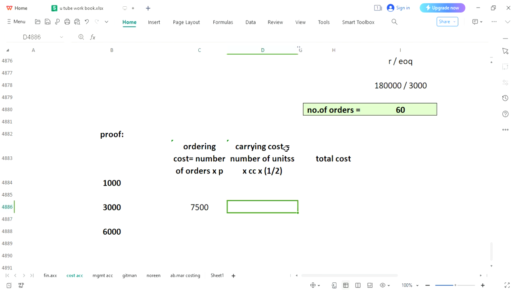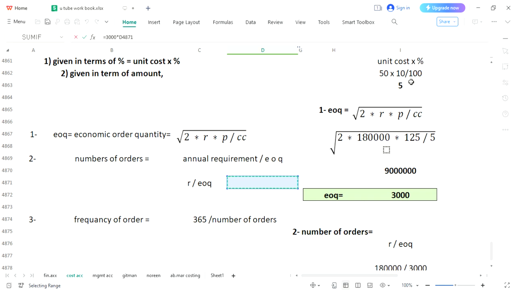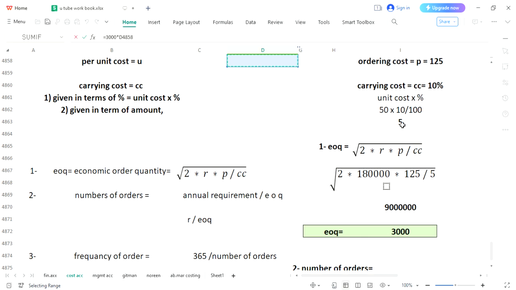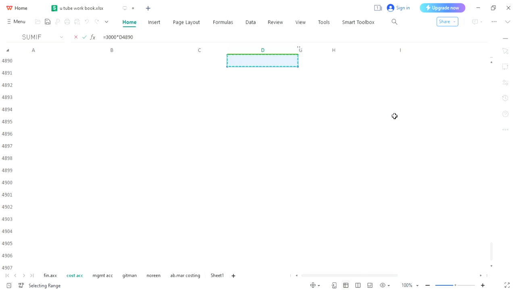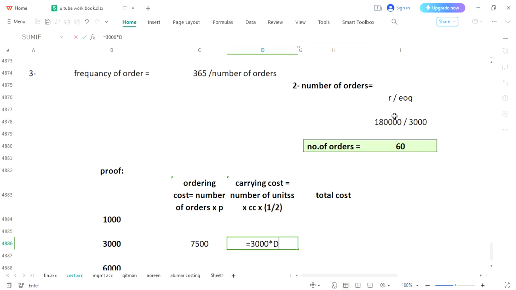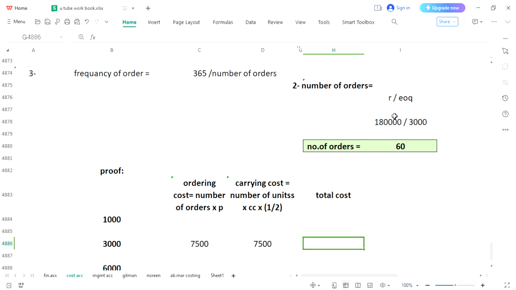Now you will calculate your carrying cost. How many units? 3000. And you multiply it with the carrying cost, which was calculated as 5. But let me show you. We calculated carrying cost like this: carrying cost 10%. Finally, you have got your answer, 5. The same carrying cost 5 is put over here, and then multiplied by 1 over 2. 1 by 2 means 0.5, so you can directly put 0.5. This is your carrying cost, and the next step is to calculate your total cost.